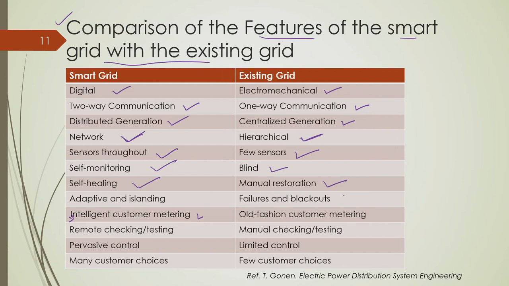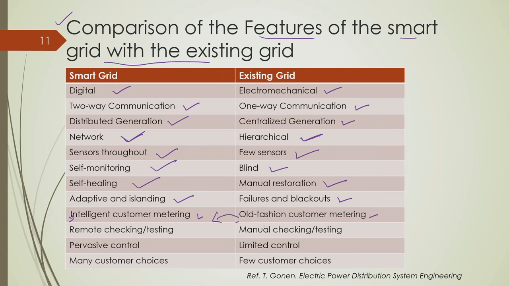If the existing grid suffers from failures and blackouts, the smart grid should have an islanding process. This islanding is something like this: when we have a self-sufficient, distributed generation based distribution network, it can isolate from the grid if there is a major grid disturbance. And it can operate its local load, so that the customer will never be affected by any sort of grid disturbance.